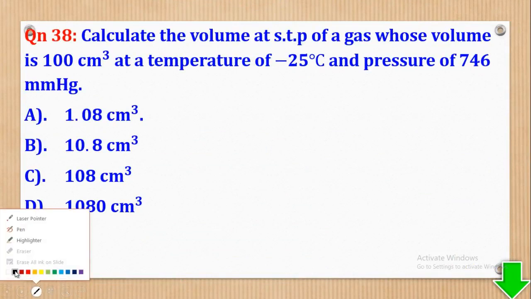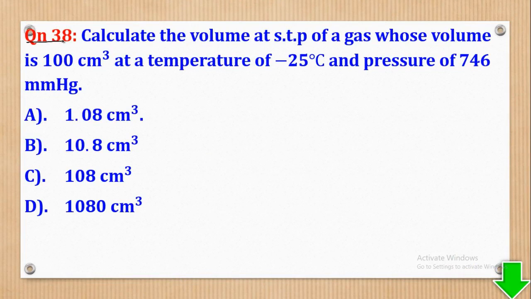Now I shall go to question 38. It says, calculate the volume at STP, standard temperature and pressure, of a gas whose volume is 100 centimeters cubed at a temperature of negative, note this word, negative 25 degrees Celsius, and pressure of 746 millimeters of mercury.